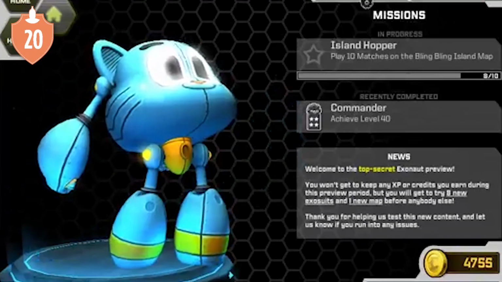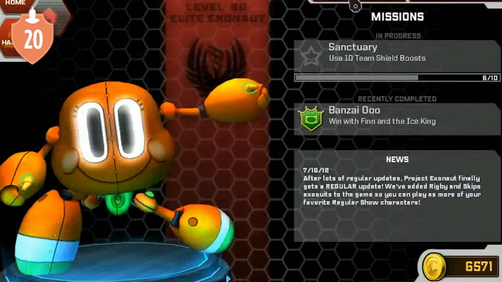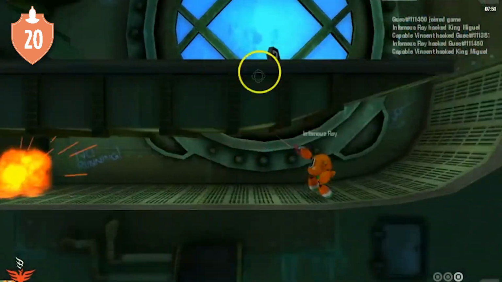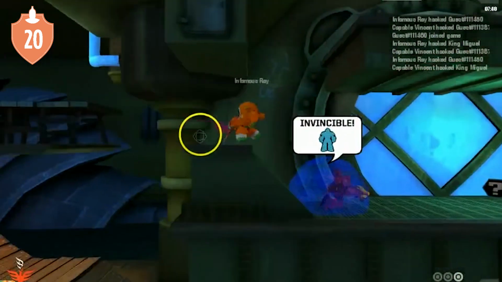Gumball, Darwin, Tina, and Penny are all playable characters in the Cartoon Network MMO Project Exonaut. Darwin himself is available for purchase at level 10 for 1,000 credits.